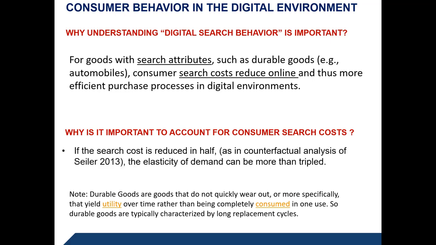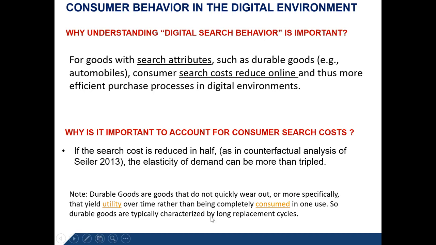It is also important to take these into account because a lot of research finds that if the search cost reduces by half, the elasticity of demand increases more than three times, so it can be tripled. That's a very important factor for firms because, like I mentioned, there's so much clutter and so much competition. So every additional item sold to a consumer counts. That is a key thing.